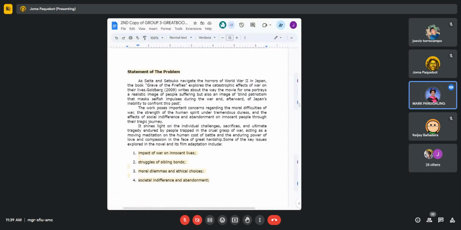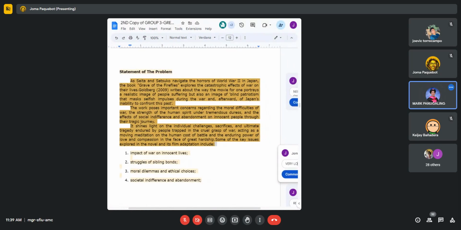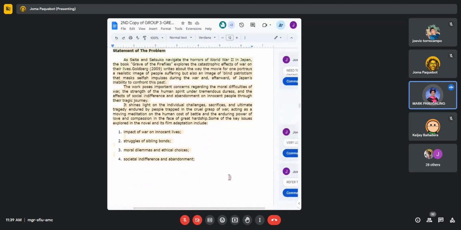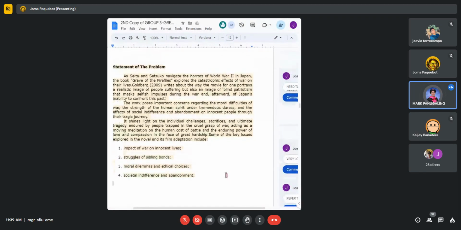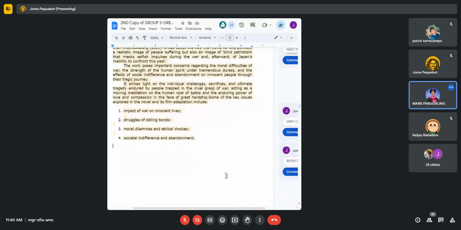Very long. Asita Setsuko navigate the horrors of World War. That's not how you make a statement of the problem. You prompt us with what the problem is all about. Again, I will not repeat what I said. Statement of the problem, go direct to what is the topic of your study. This technical paper, this academic paper, what does it say? Copy, Doc.